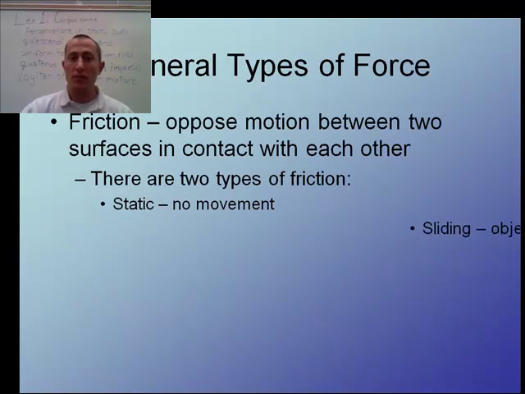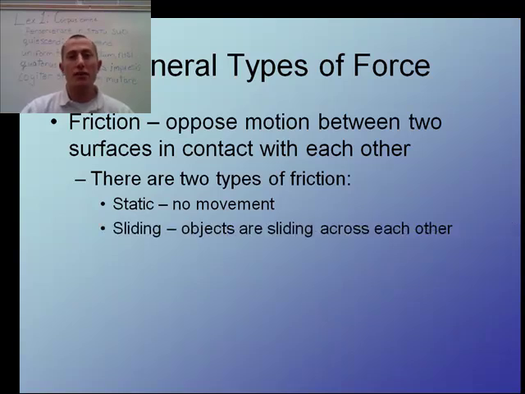And then the other type is sliding friction. And sliding friction occurs anytime there's actual motion between those two objects that are in contact. It's why if you slide something across the floor, it eventually slows down and comes to a stop.